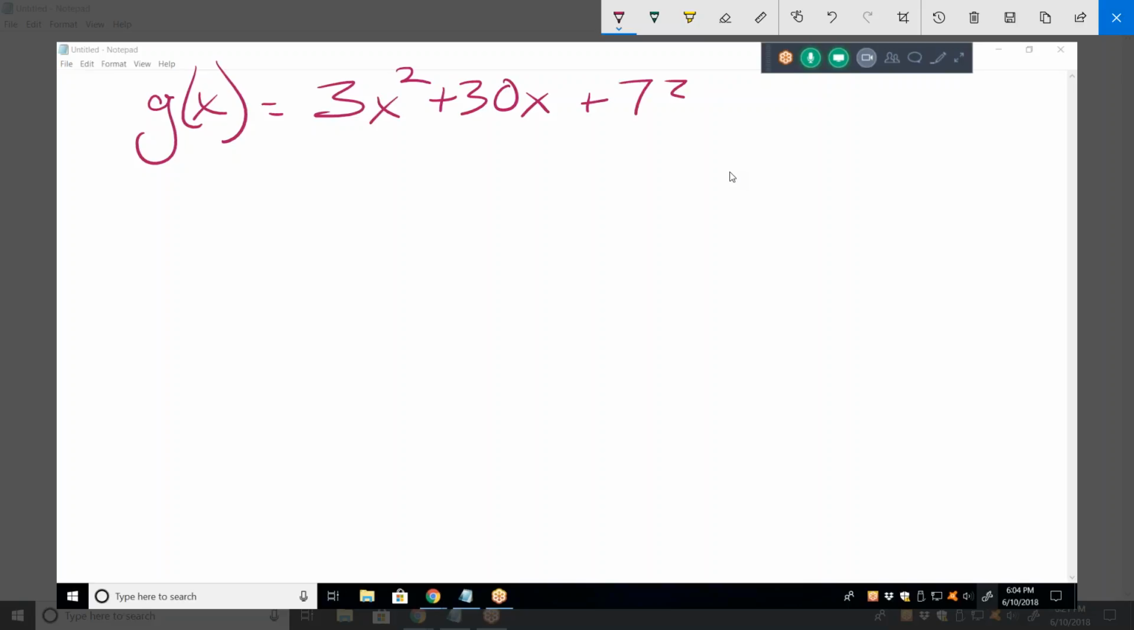The next one I have is: answer the questions below about the quadratic function. So the function is g of x equals 3x squared plus 30x plus 73. And then it says, does the function have a minimum or maximum? Where does the minimum or maximum occur? And what is the value of the minimum or maximum? Okay.